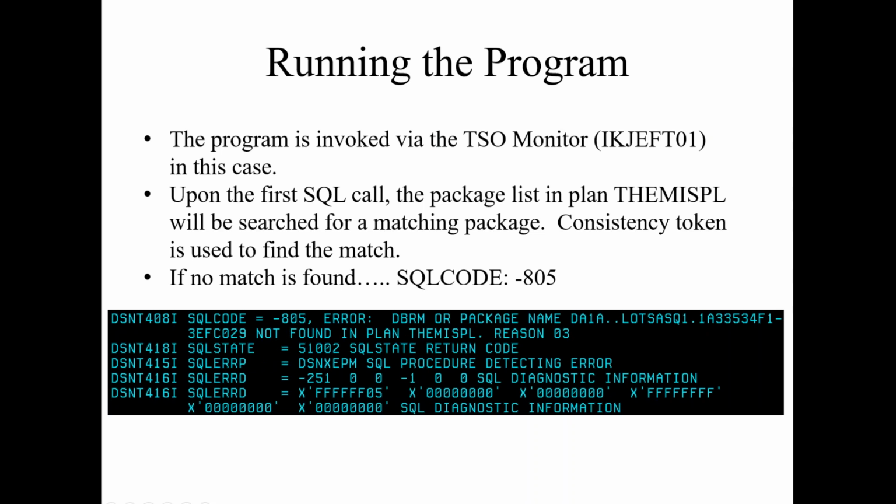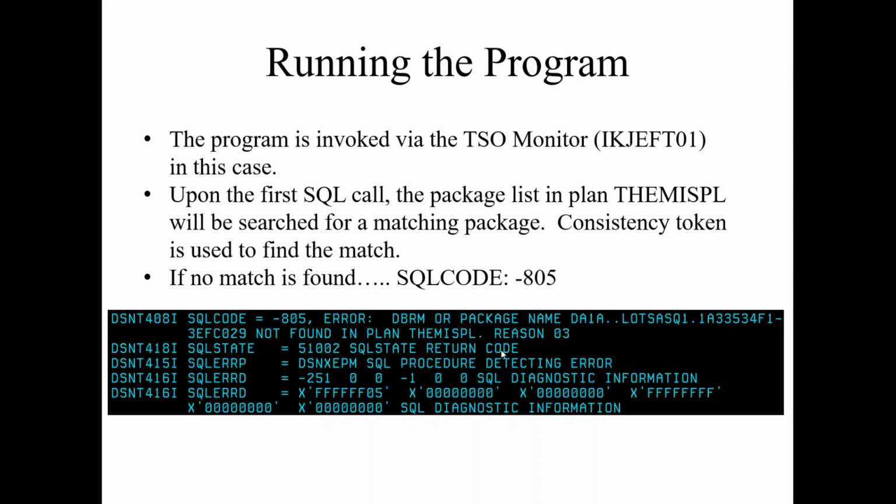All right, one quick word about -805, and then I'm going to be done. -805 is every developer's favorite SQL code, I think. It means that when I ran the load module, DB2 was not able to find the appropriate package. So when I get to the first SQL call in my program, the package list in my plan, Themis PL, will be searched for a matching package. Consistency token is used to find the match. If I don't find it, I get a -805.